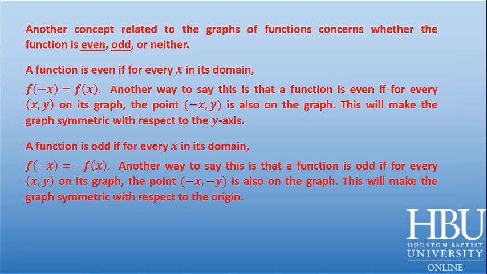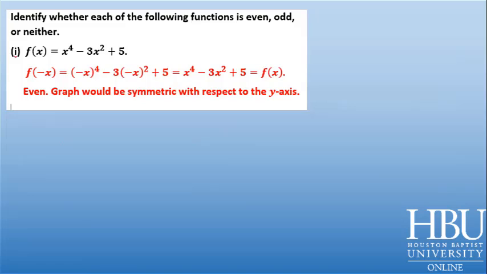A function is odd if for every x in its domain, f of minus x equals minus f of x. Another way to say this is that a function is odd if for every x, y on its graph, the point minus x, minus y is also on the graph. This will make the graph symmetric with respect to the origin. Let's look at some examples to help you understand this better.